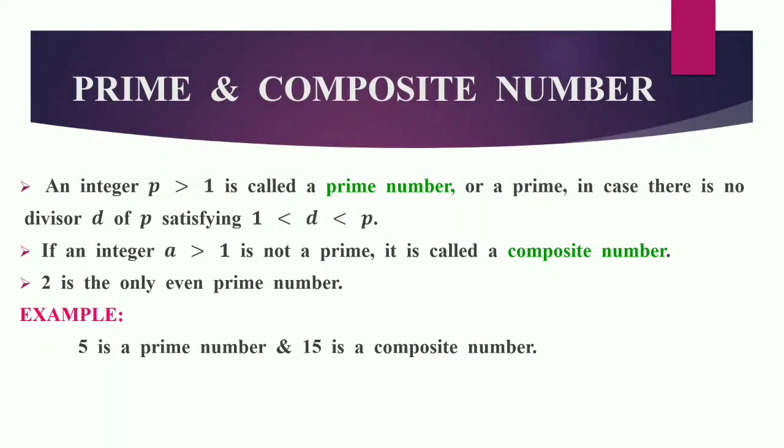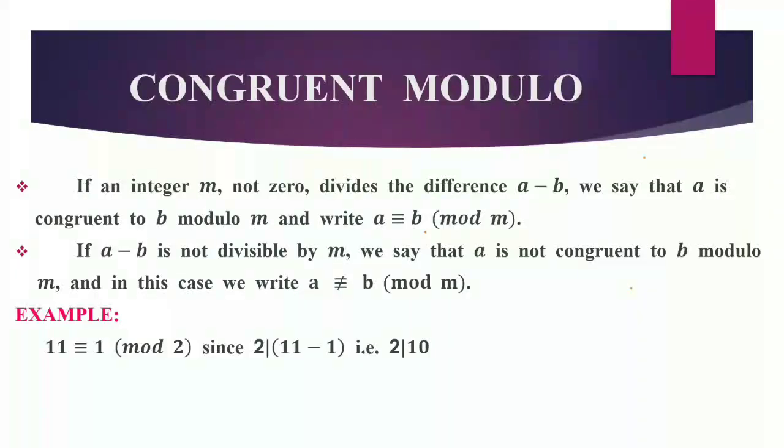Prime and composite number. We consider an integer p greater than 1. Then we say that p is called a prime number, or simply prime, if it is divisible only by 1 and itself. In other words, we can say that there is no divisor d of p satisfying 1 less than d less than p. For example, 5 is a prime number. If an integer is not a prime, then it is called a composite number. For example, 15 is a composite number.